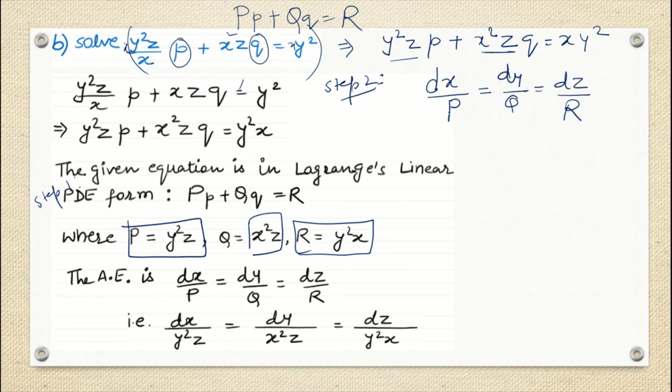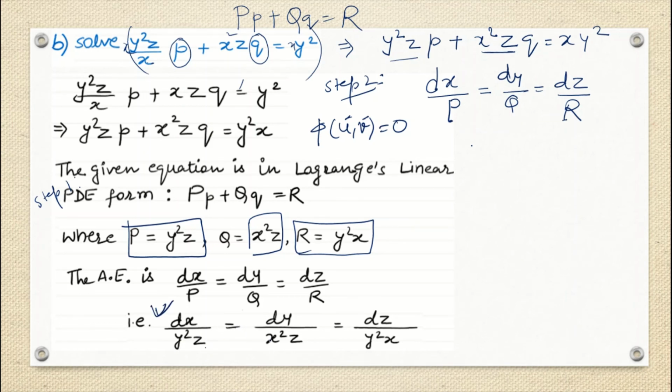Right now, the first step was to understand P, Q, R. The second step is to solve Lagrange's PDE. What is the solution? That is your phi of u comma v equals 0. You have to work on u, v, right? But from where you will get u, v? To get u, v, you have to actually find the solution of this Lagrange's subsidiary equation. Fine. So I'm writing down here dx by P. So here it is written dx by P is your y square z.